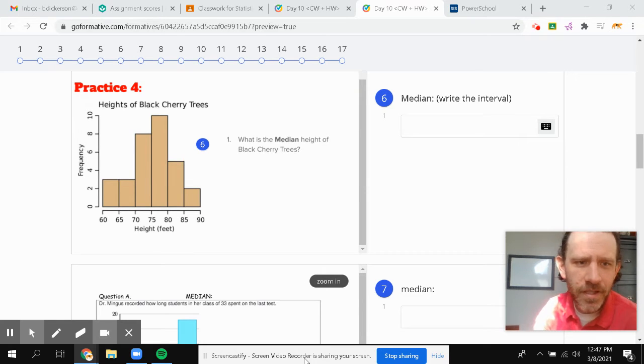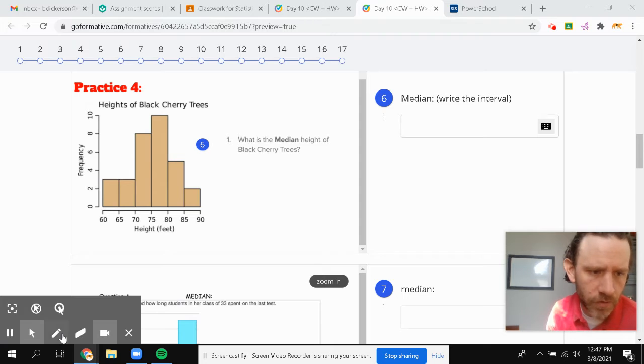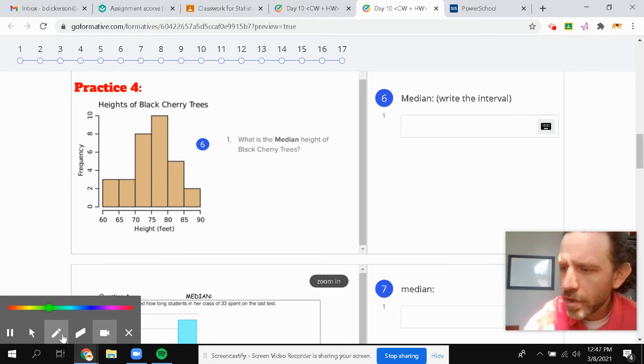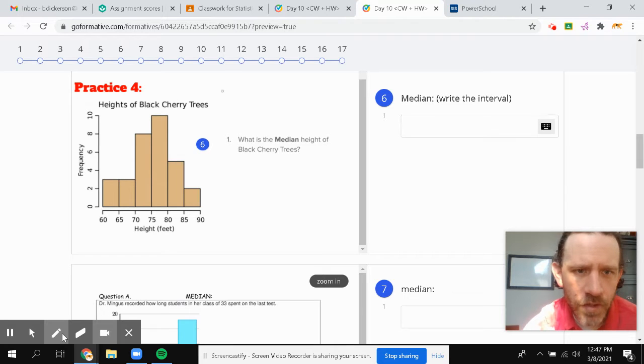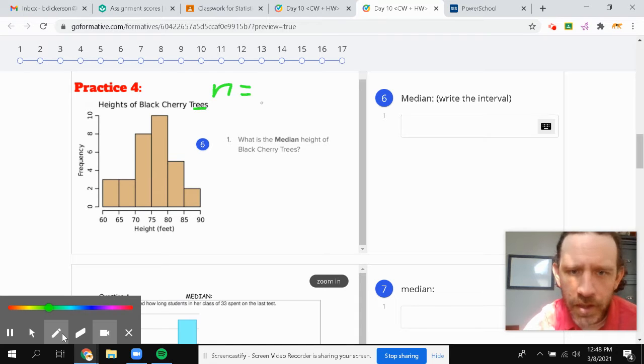All right, class, let's take a look at getting the median from a histogram. Remember, we're only looking at medians for histograms. So what's the first step? To get the median, the first thing we need to know is how many, in this example, how many trees total there are. So we've got to find n. And how do we find n?